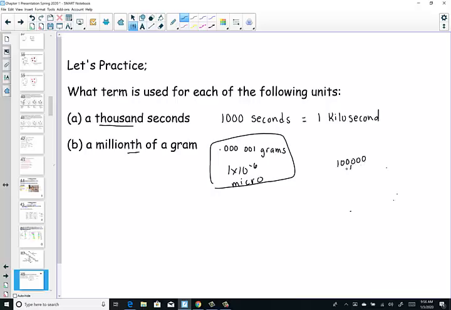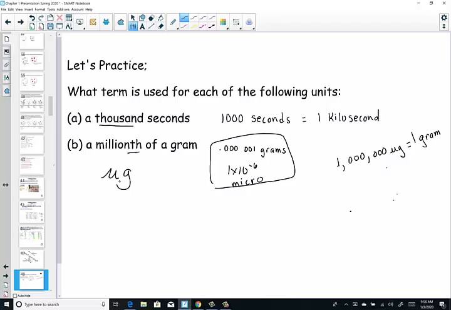1, 2, 3, 4, 5. Oops, I missed a 0. 1, 2, 3, 4, 5, 6. 1 million micrograms is equivalent to 1 gram. That's what we're getting there. A millionth of a gram is simply called a microgram.